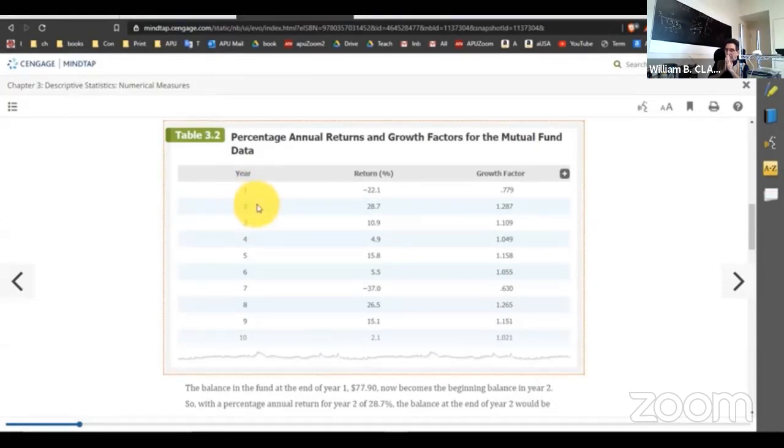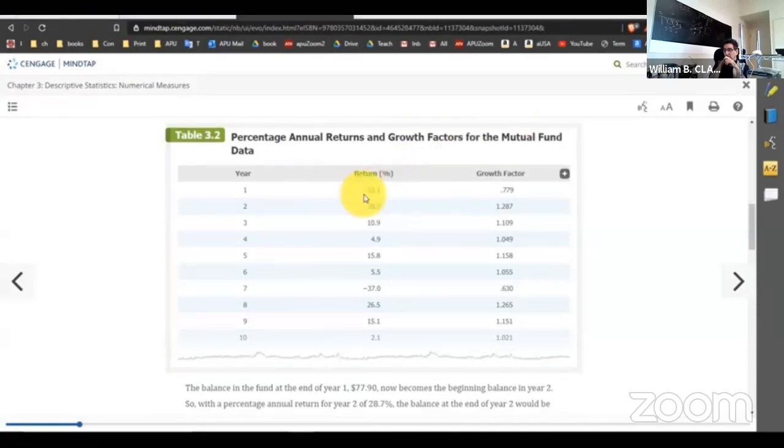So anyway, let's suppose we put in $100 at the beginning into the mutual fund at the beginning of the first year. And suppose that it dropped by 22.1%.